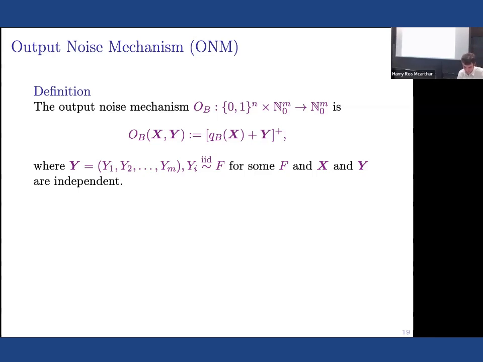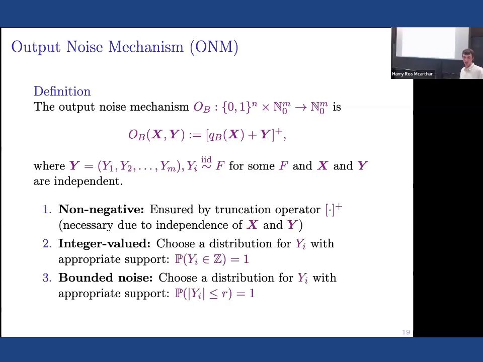So how do we enforce these constraints? I've also wrapped this expression with a max operator, basically truncating values below 0 to be 0. And for these other constraints, that they're integer valued and going to have bounded noise, you just choose a distribution with an appropriate support. So the -1, 0, 1 example that I gave at the start does this.